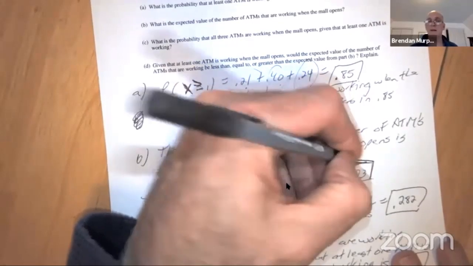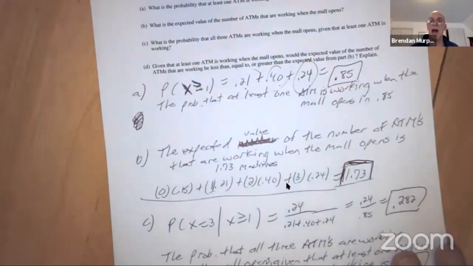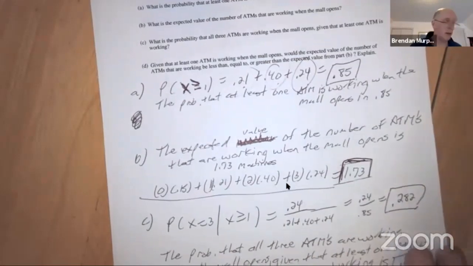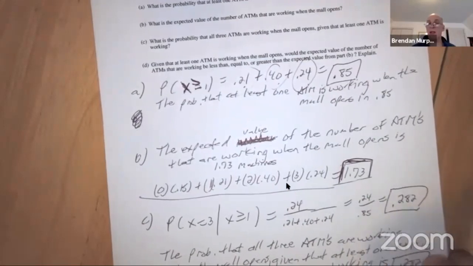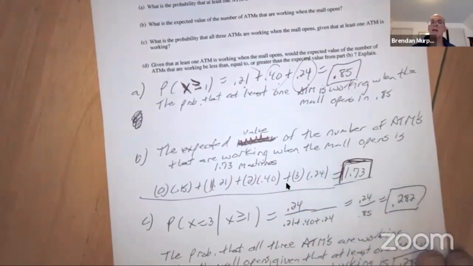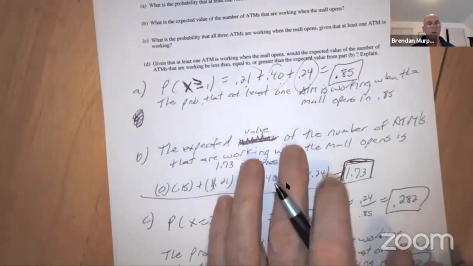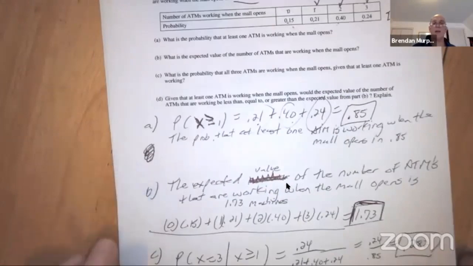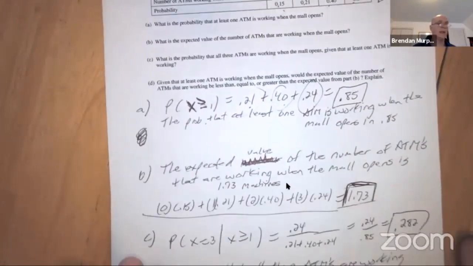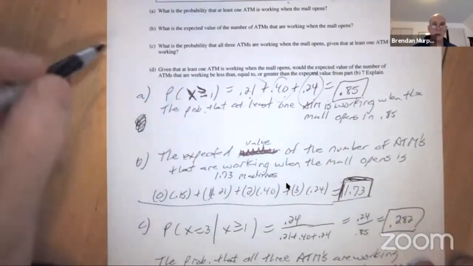And again, I do not want to round that. I know that 1.73 machines cannot be working at one time, but that's not what the expected value or mean or average tells us. So I'm going to leave that alone. I am not going to round that at all. And if you did, you would lose some points. We consider that not fully understanding the concepts. And so please don't round expected values unless specifically told to.